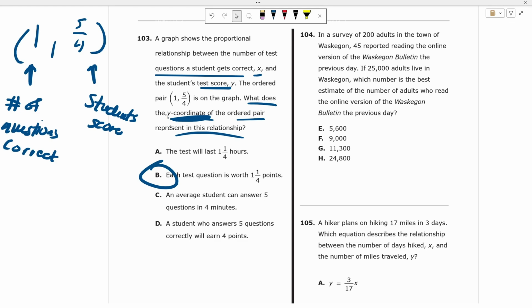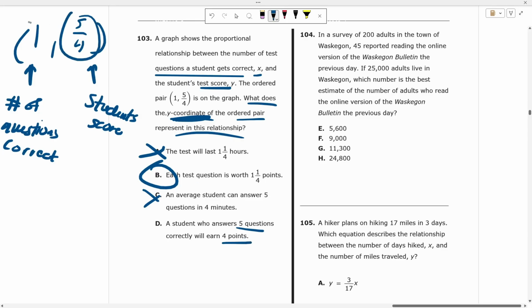The test will last 1 1/4 hours. Doesn't make sense because we never talked about time. A and C talk about time. We never talked about that. And D says a student who answers 5 questions will earn 4 points. Remember that X is the number of questions. So on the point 1, 4 over 5, that means that if you get 1 question right, your score is going to increase by 4 over 5 points.